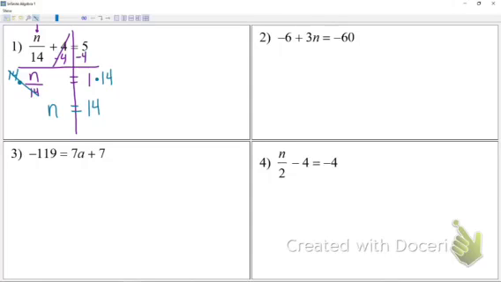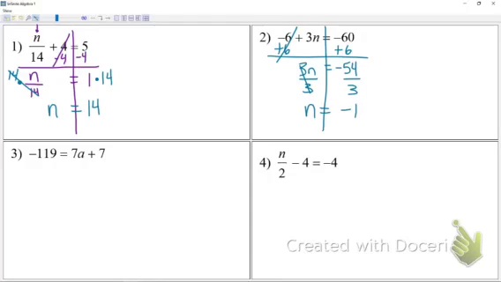Over here on number 2, we're going to start by getting rid of that minus 6. Because it's a minus, I'm going to plus. Okay, guys, don't be big macho people with this. Use your calculators. We have 3n, plug it in, negative 60 plus 6 is negative 54. And again, use your calculators. To get rid of this multiplication, we're going to divide both sides by 3. And when we do that, plug into your calculator, negative 54 divided by 3, and that gives me that n equals negative 18.